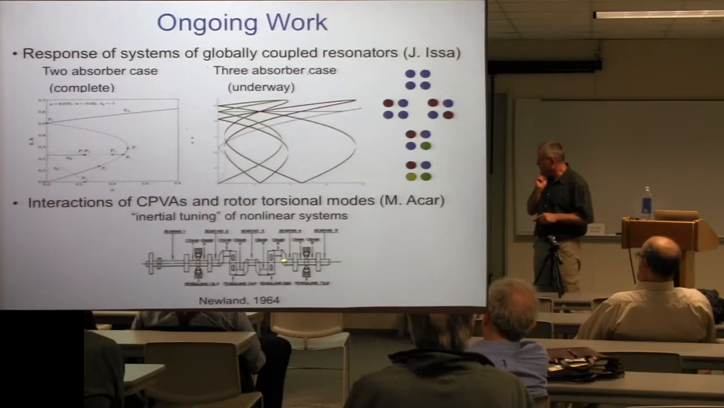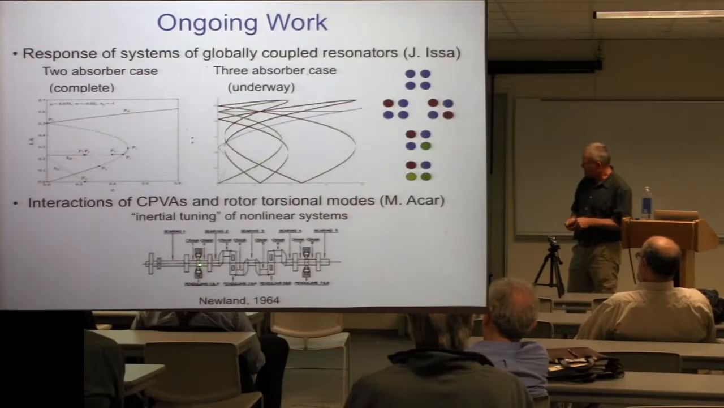This is an old picture, but what's true in a crankshaft is that you can have several degrees of twist. So these are actually pendulum absorbers. This is an old paper, from here to here. And so the rotor's not rigid.